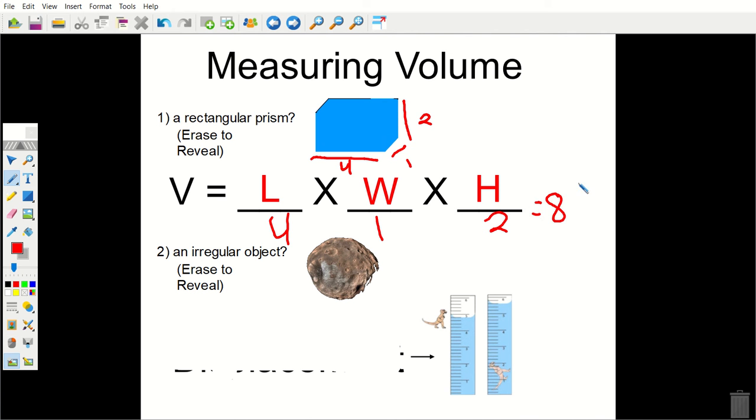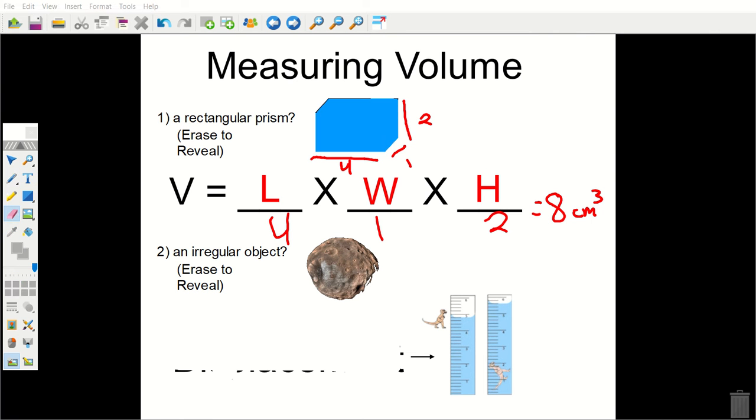And when we're dealing with volume, it's units of measurement cubed. So let's assume this was centimeters. We have centimeters cubed. So that is how you measure the volume of a regular rectangular prism. The rest of this, measuring the volume of cylinders and such, is more for when we deal with that in math.